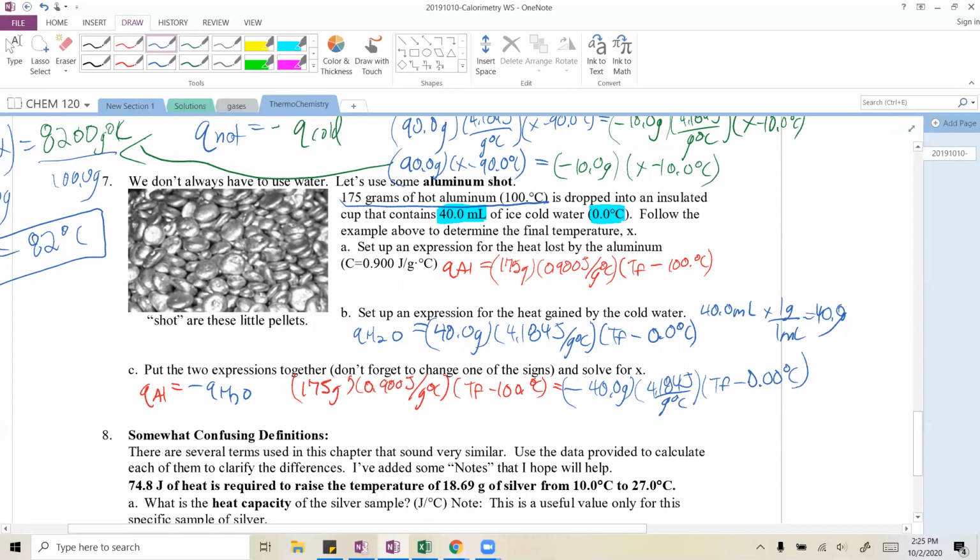Now this time we can't just remove the specific heat capacities because they don't match. So we have to kind of consolidate them. So I'm taking 175 times 0.9. And so I'm going to basically combine these two terms here into one number. And so that becomes 157.5 joules per degrees Celsius, TF minus 100.0 degrees Celsius. My other side, negative 40.0 times 4.184. This becomes negative 167.36 joules per degrees Celsius times that TF minus 0.00 degrees Celsius.